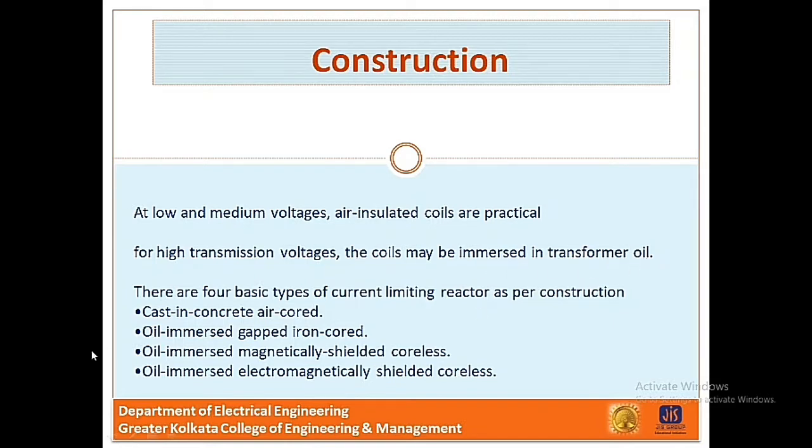transformer oil. So these are the four basic types of current limiting reactors as per construction: cast in concrete air core, oil immersed gapped iron core, oil immersed magnetically shielded coreless, oil immersed electromagnetically shielded coreless. Okay.